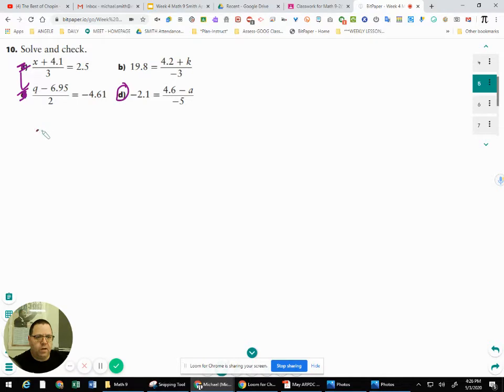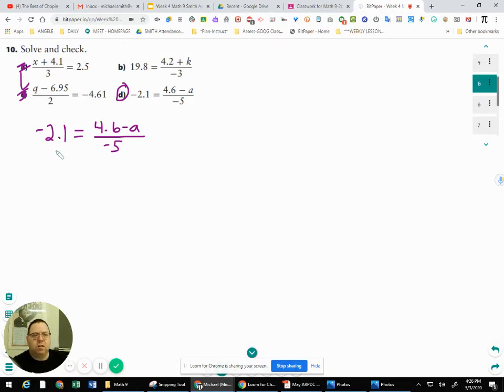So here we have negative 2.1 is equal to 4.6 subtract A. I want to really congratulate myself, I didn't mess up on that number 4. I usually turn them into looking like 9s. Okay, so guess what?